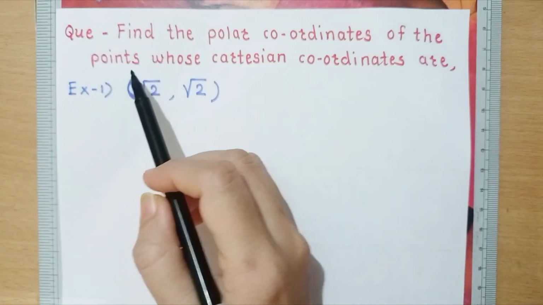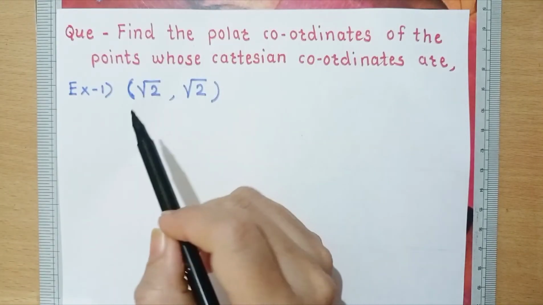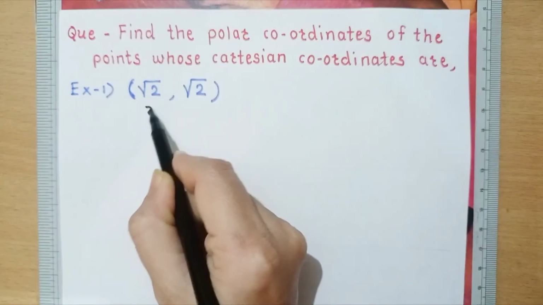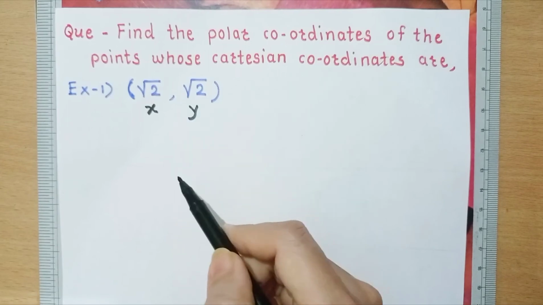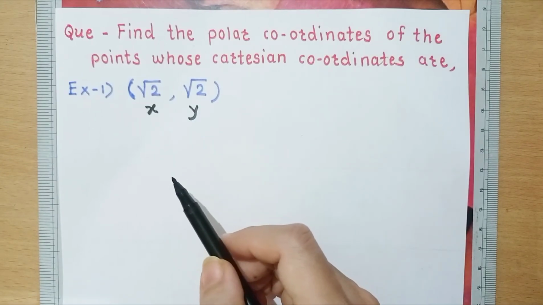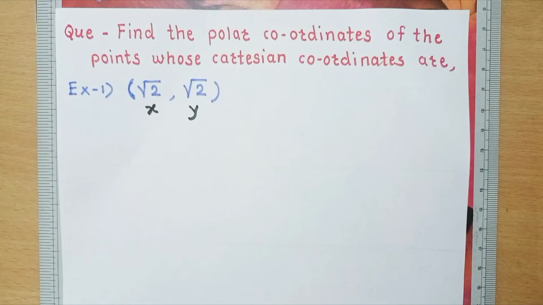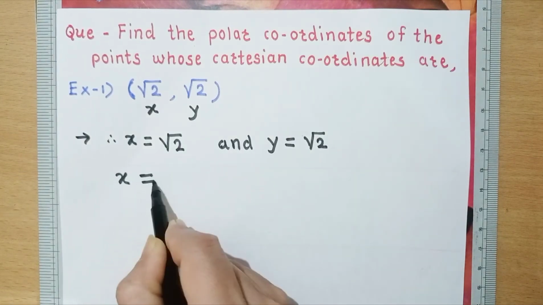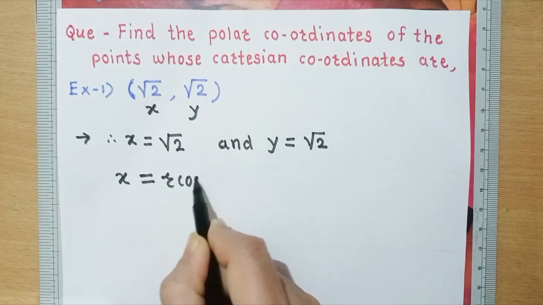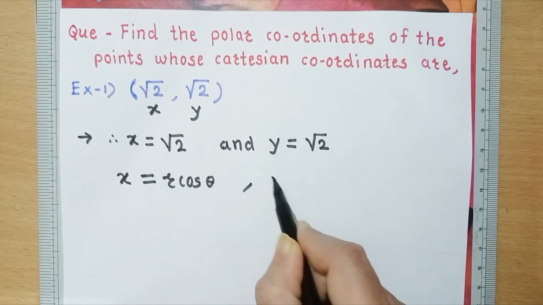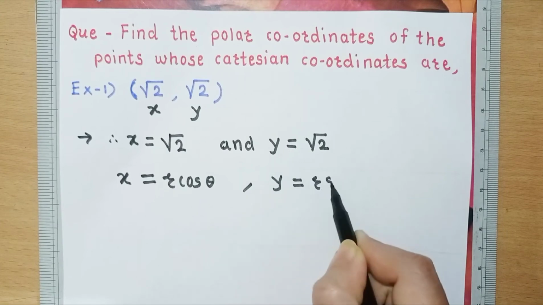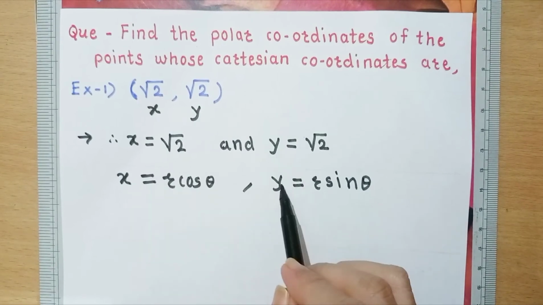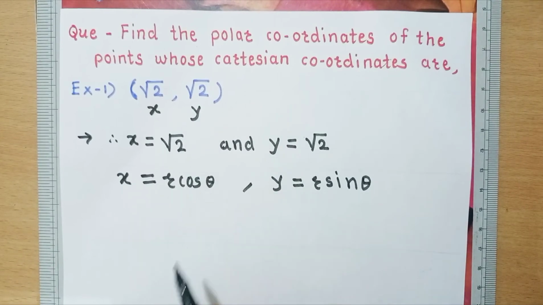This is the second question. Find the polar coordinates, and these are Cartesian coordinates. Means this is x, this is y, and we have to find out r and theta. So first we will write here. Also we know the parametric equations: x is equal to r cos theta and y is equal to r sin theta. Now here we know x and y, and we have to find out r and theta.